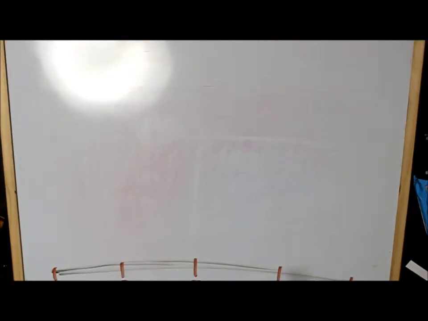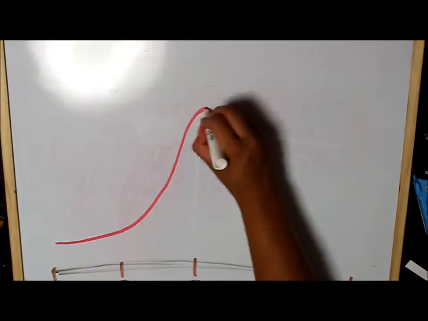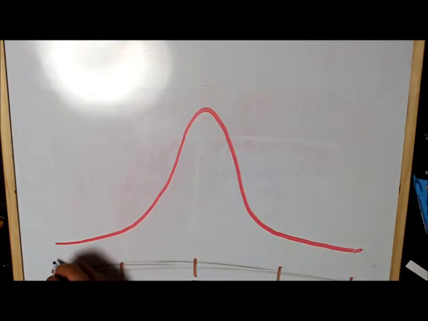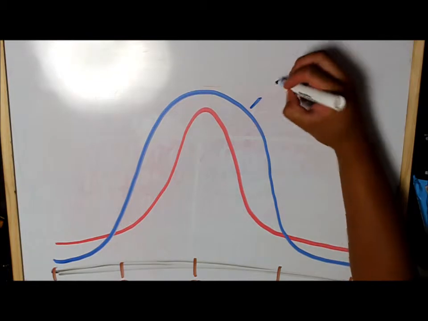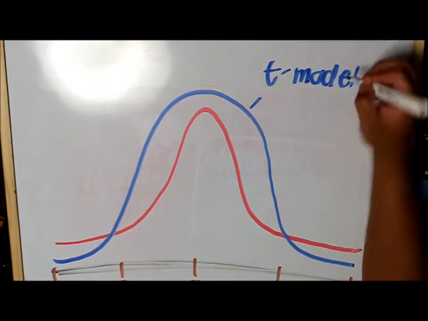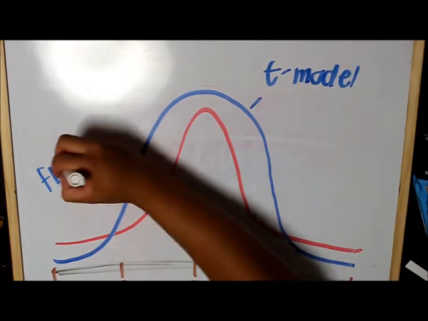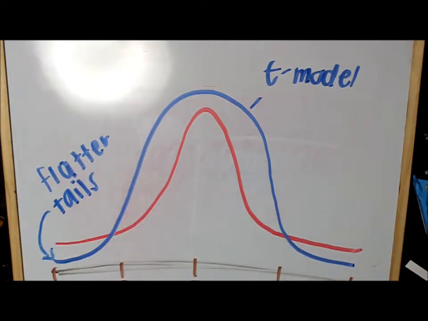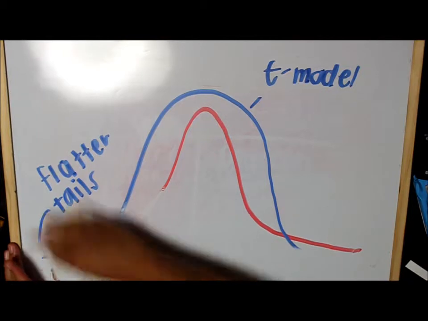I am now going to sketch an example of the difference between a normal model and a t-model with 2 degrees of freedom. The normal model is drawn in red while the t-model is drawn in blue. As you can see, the normal model has its data more spread out, while the t-model with only 2 degrees of freedom has most of its data put into the center of the distribution, and as you can see, its tails are flatter.